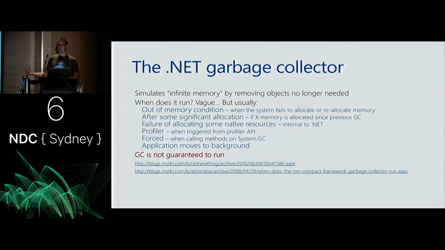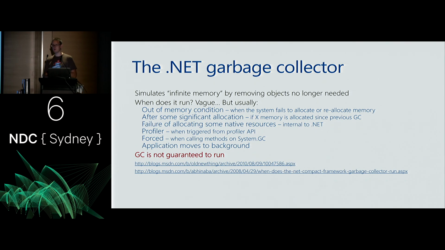Remember where we were reading all this JSON data and making sure that we could deserialize it into a dictionary? Well, that was a significant allocation because we were allocating millions of objects in memory. Typically, the garbage collector would run in such a situation. You can attach a profiler and tell the garbage collector to run. You can have the garbage collector run when the application moves to the background. So there's a number of reasons why the garbage collector may run.